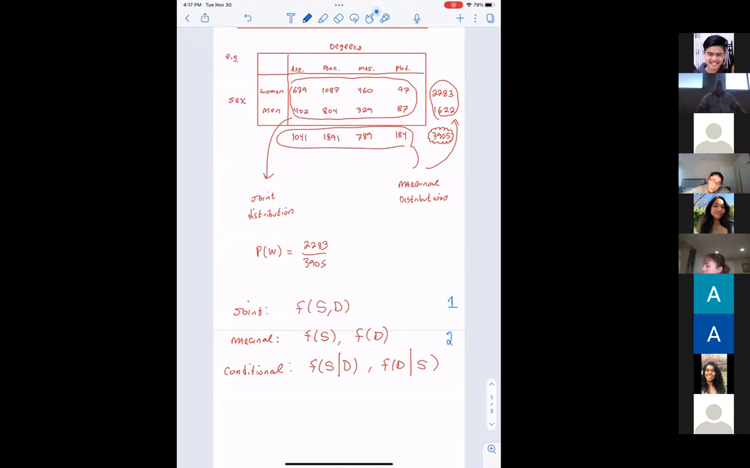How many conditional distributions do we have here? Spoiler alert, it's not 2. How many different conditional distributions do we have? It's not 4. It's not 8. It's not 5. Are we just guessing random numbers now? Did someone say 0? Okay, well, it's not 0. I can tell you that much.